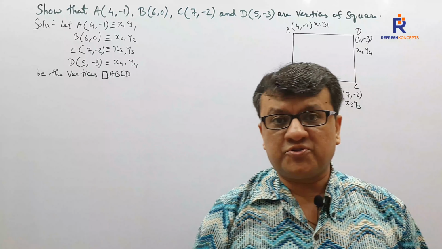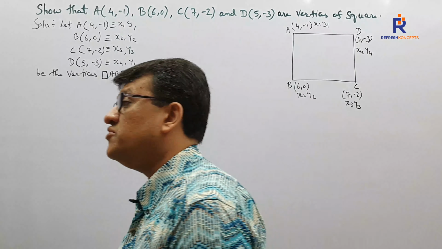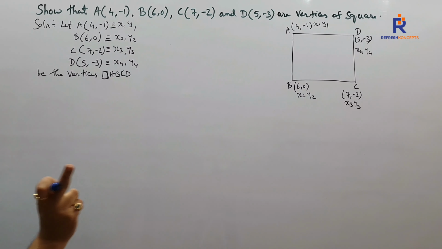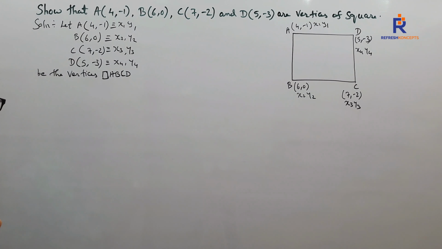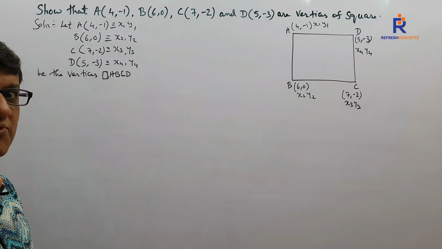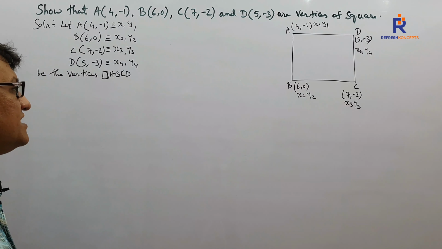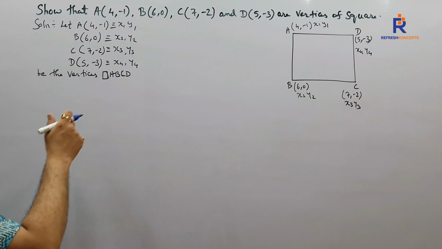What we have said we are going to do is find the distances. So we are going to find all the distances, and if all the distances happen to be the same, then it's a square. The argument continues. Sir, it could be a rhombus also. I'll come to that. So let's start with AB.